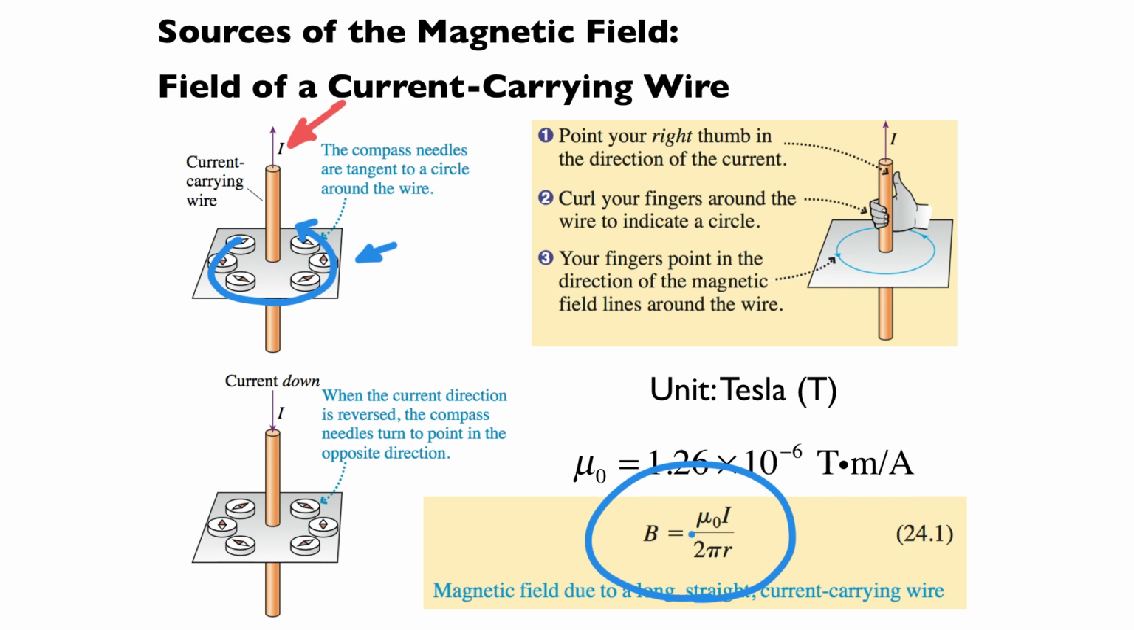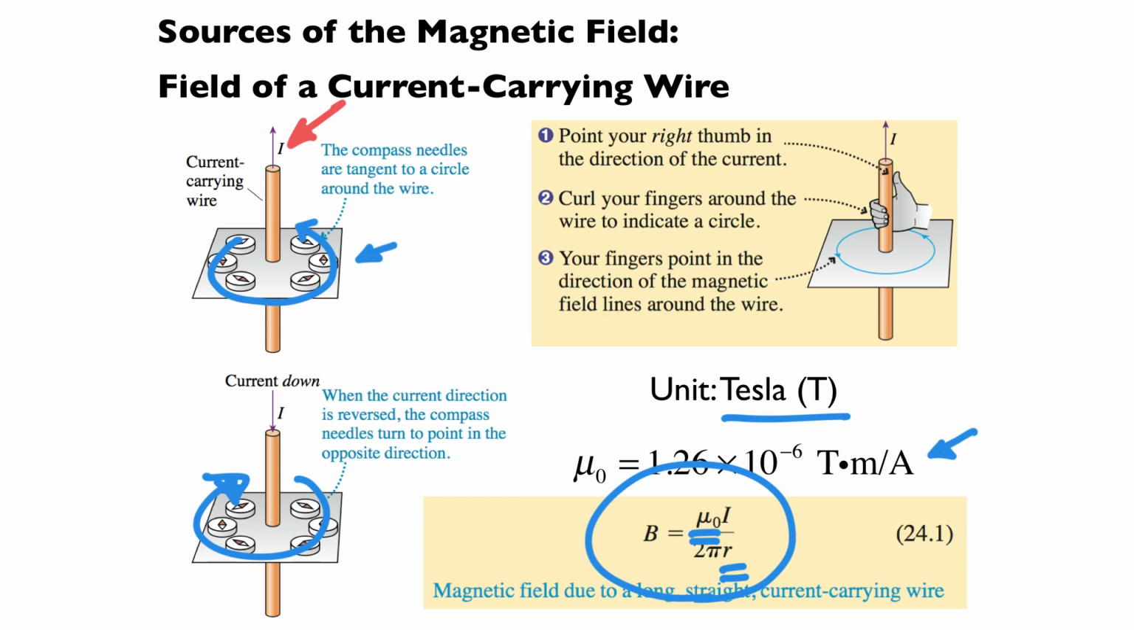And mu 0 is a constant that has this value right here. Current is in amps. r is the distance from the wire. And the unit for magnetic field is the Tesla. But here's the thing, the magnetic field could go in one direction or it could go in the other direction. What determines whether it goes clockwise or counterclockwise is the sense of the current.